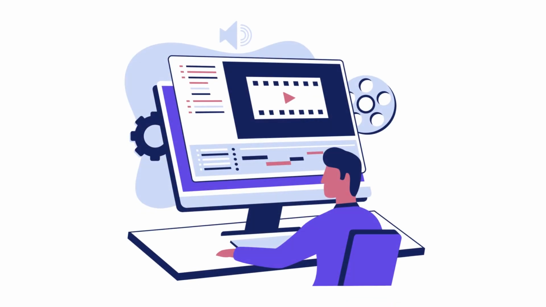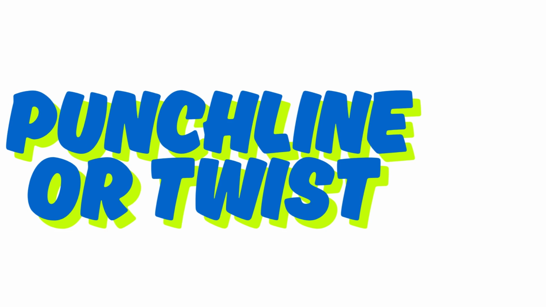Edit slightly for flow if needed. Keep it hook first 3 seconds, setup, punchline or twist, CTA. Now let's give a short a voice.